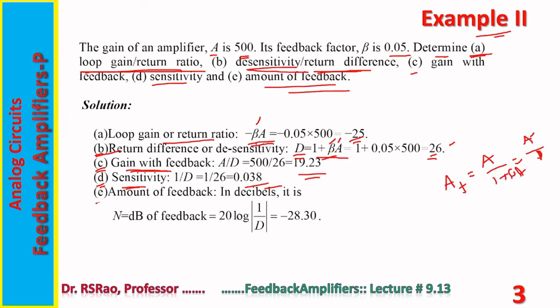Amount of feedback, that is E. In decibels, it is 20 log mod 1 by D. D is available, substitution gives us amount of feedback in decibels as minus 28.30. As already mentioned, this problem is meant to test the understanding, the knowledge of students in the definitions of various terms we come across in the study of feedback technique, feedback concept.